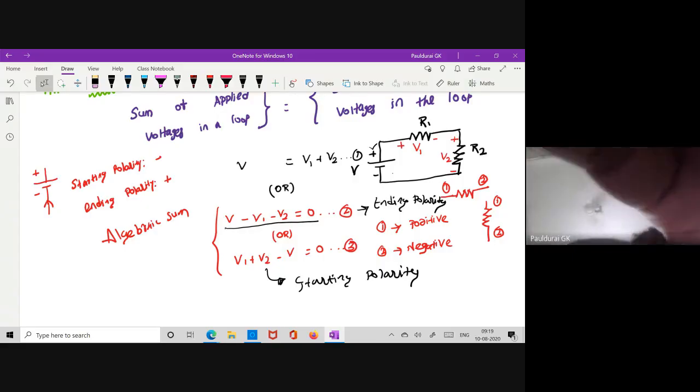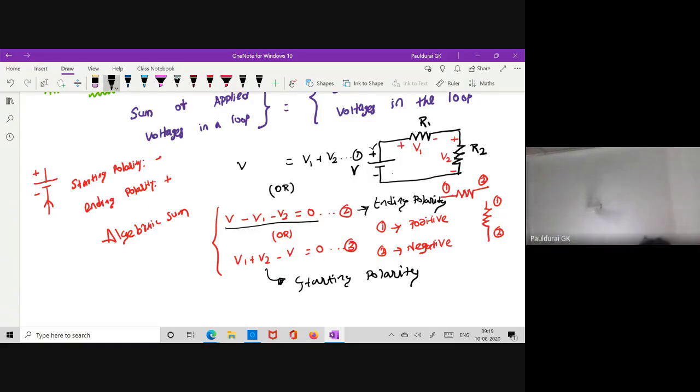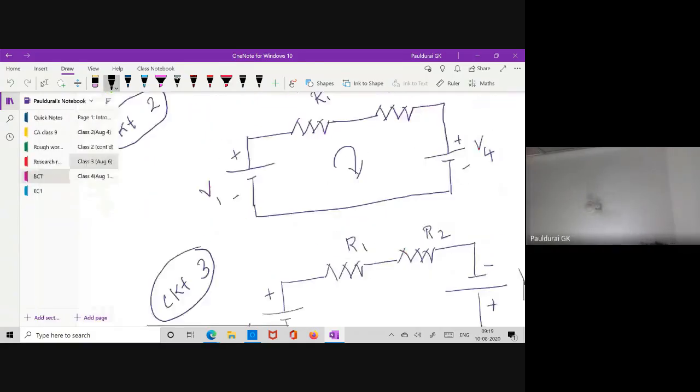So the conclusion: always consider starting polarity. Okay, so now we will move to circuit 2 and 3. I hope so. Now you guys, you will develop the equation. Now take circuit 2.